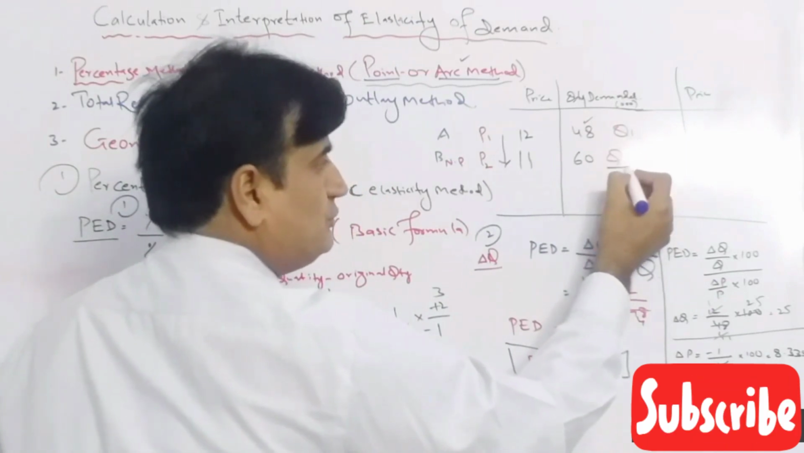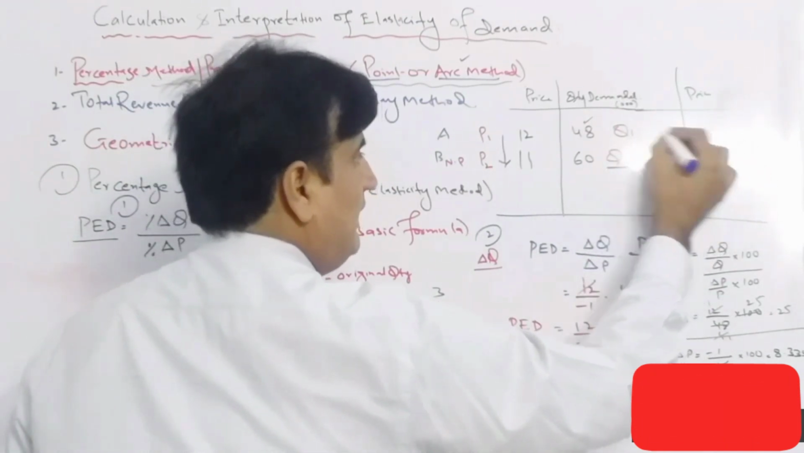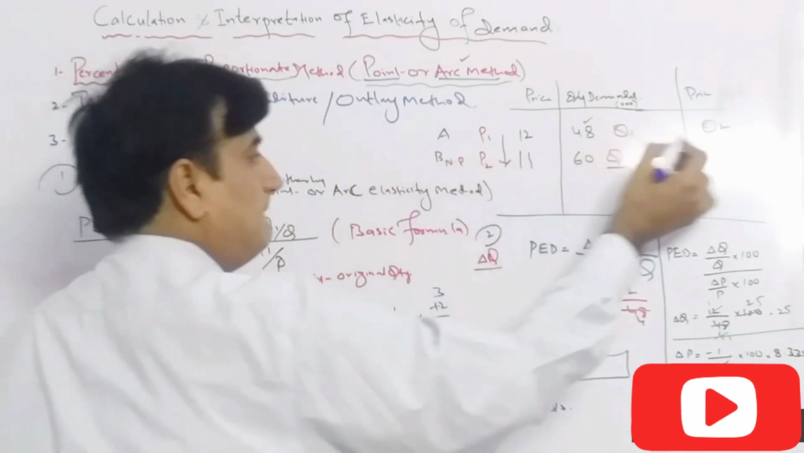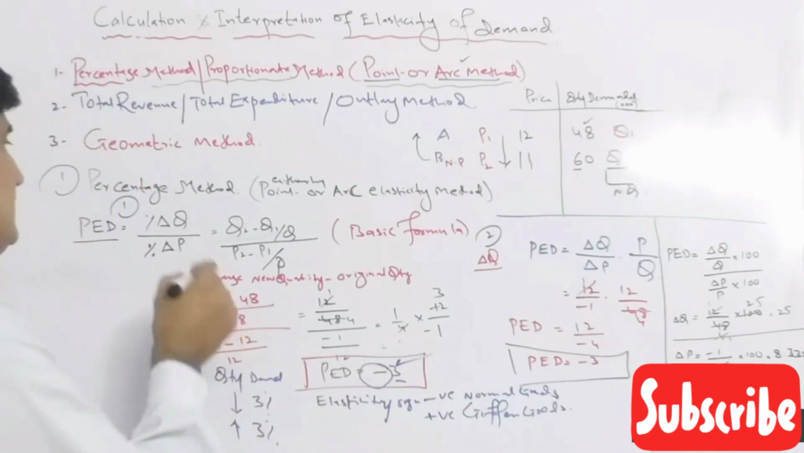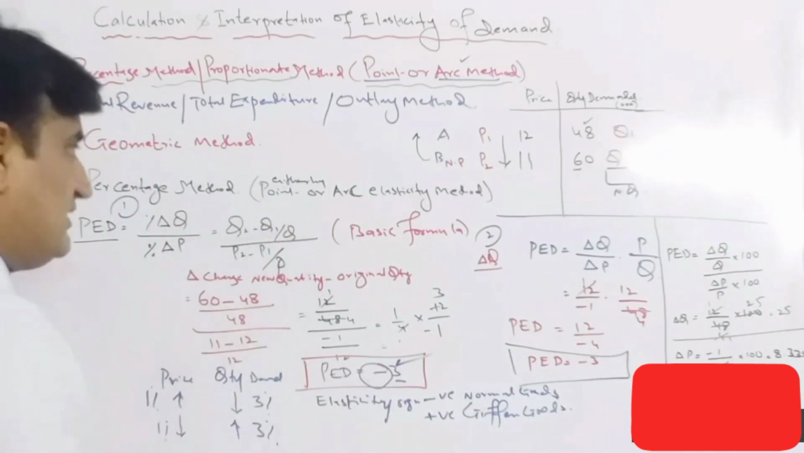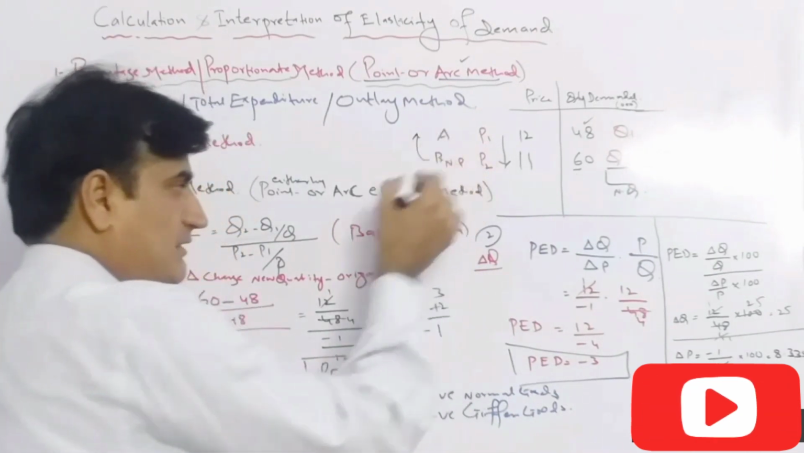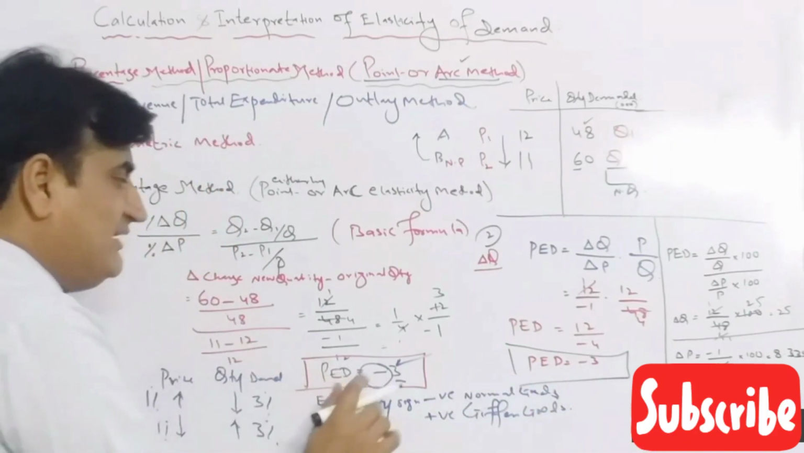Now this Q2 is now Q1. When we compute, this is the Q1 and this is Q2. So when we move from B to A, the result will be changed. Now we will see the percentage change method to calculate the elasticity from B to A. Here we have calculated through three different ways. The elasticity result is -3.